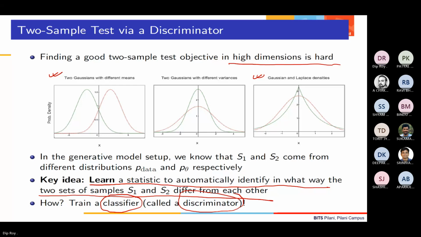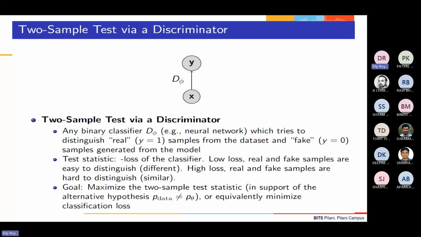All right. Now, this particular discriminator, D phi, is nothing but a neural network, where phi are the parameters of the neural network. Now, what does it say? It says that any binary classifier D phi, which is a neural network, tries to distinguish real samples from the data set, that is y is equal to 1, and fake samples generated from the model, y is equal to 0.